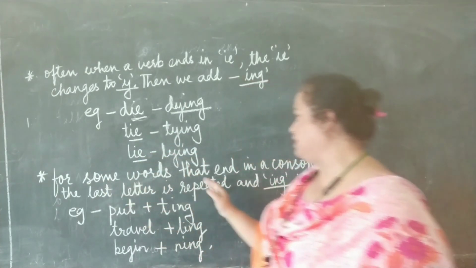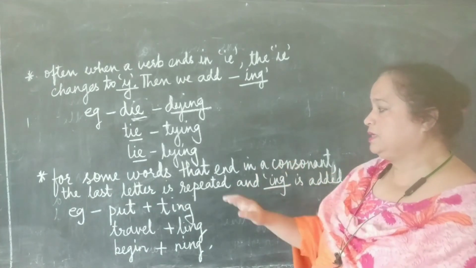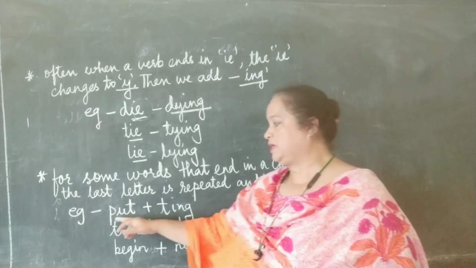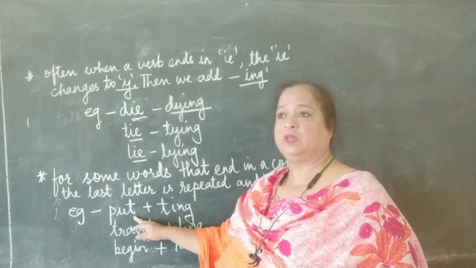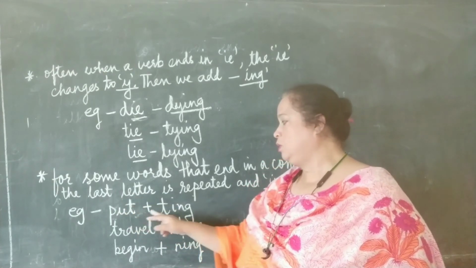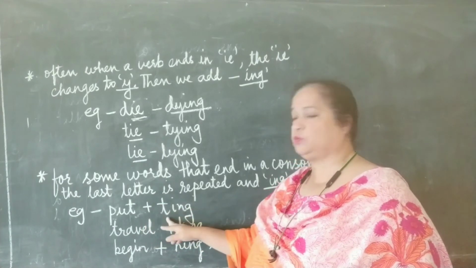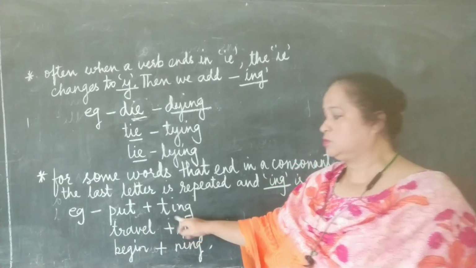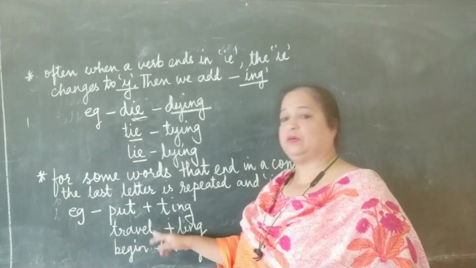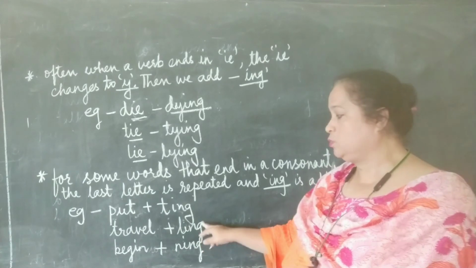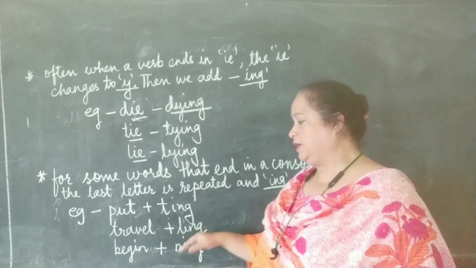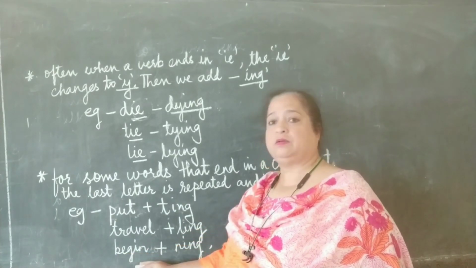Next, for some words that end in a consonant, the last letter is repeated and ing is added to it. For example, P-U-T. If you take note, the last alphabet is a consonant. So what do we do? We double it. We put another T to it and we write ing. So this word becomes putting. Next is travel. Again, we double the L and add the ing to it. Why? Because this word ended with a consonant. So this becomes travelling.